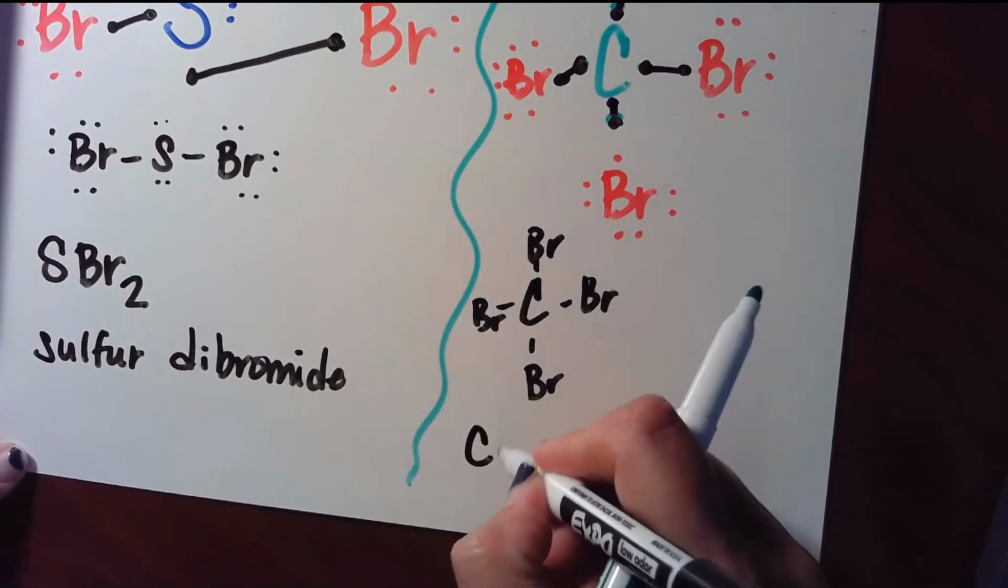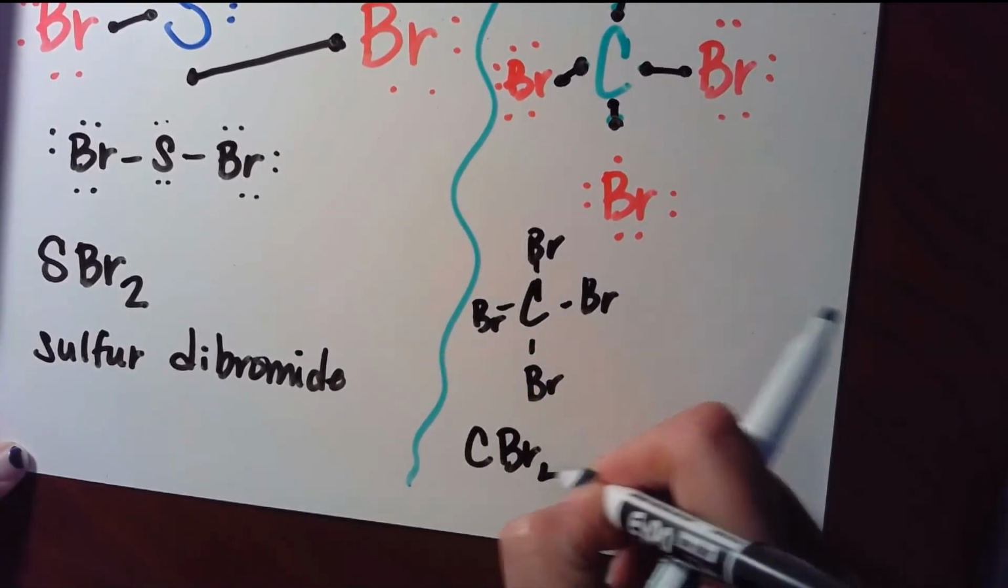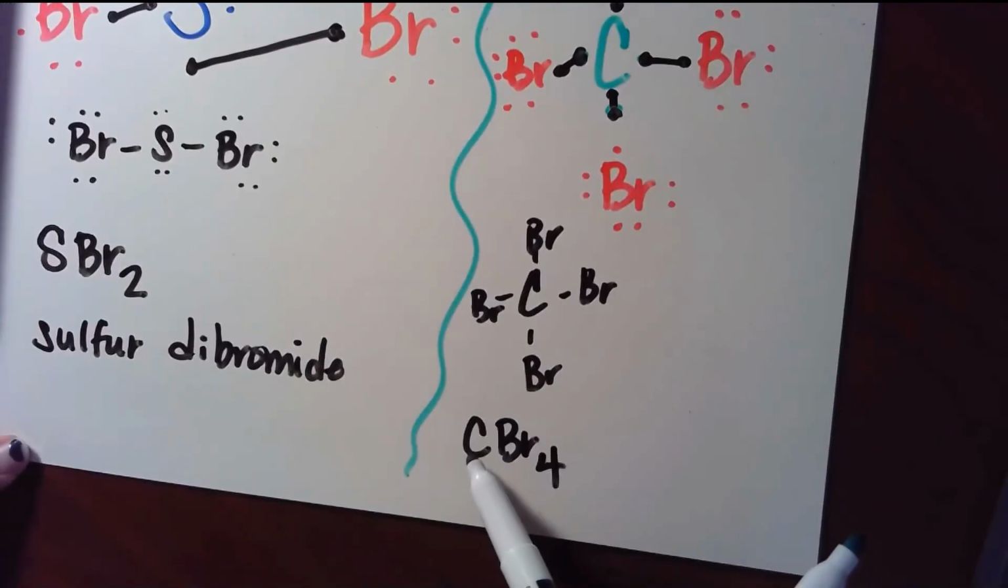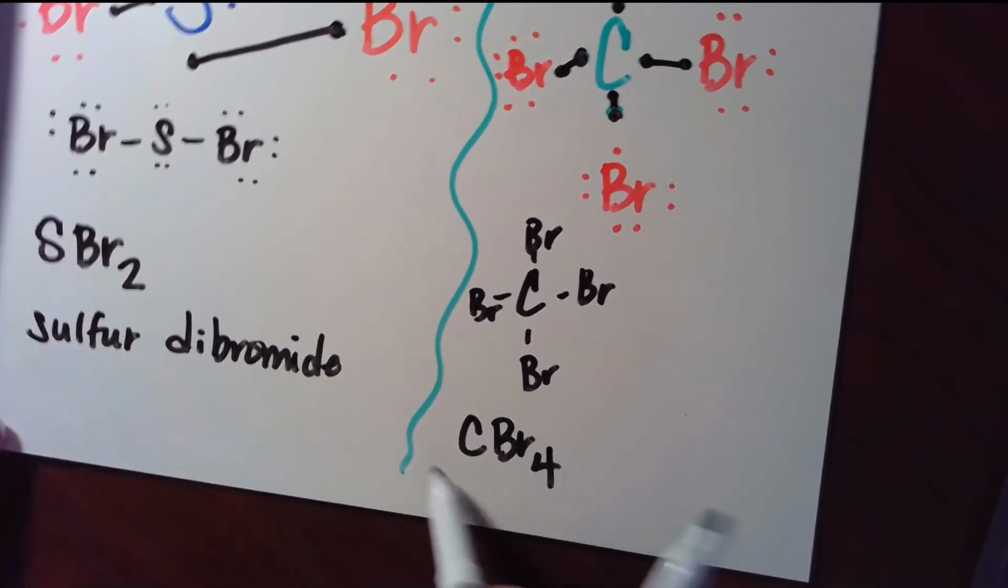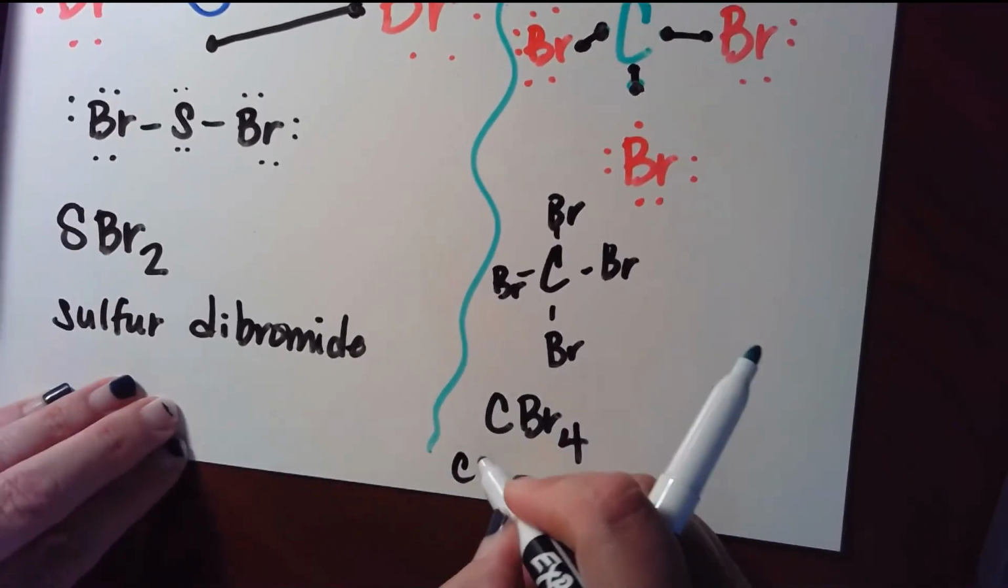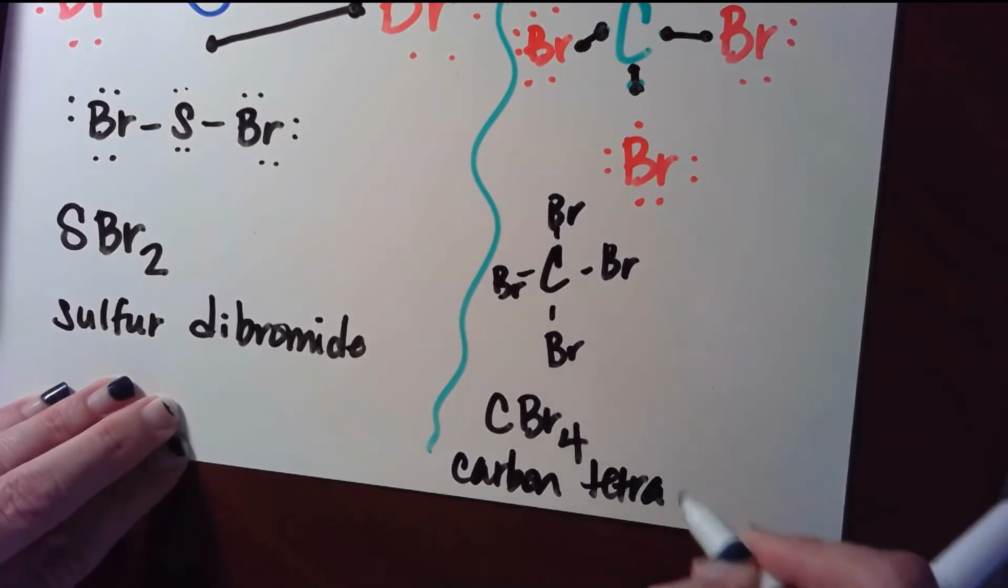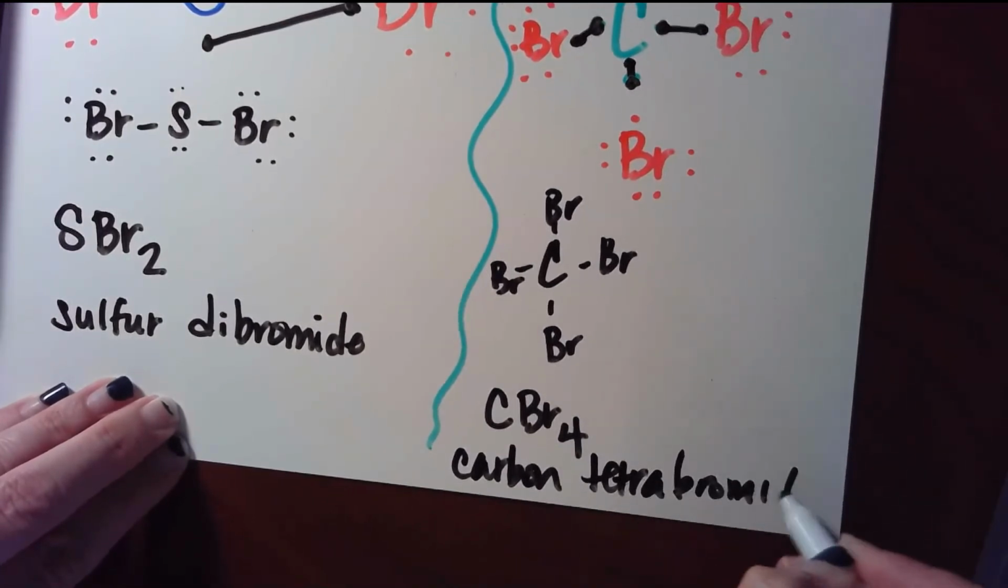1 carbon, 4 bromines. Notice I'm writing it C came first, then Br. C is less electronegative, Br is more electronegative, so that's why it's second. And if we named it, carbon tetrabromide.